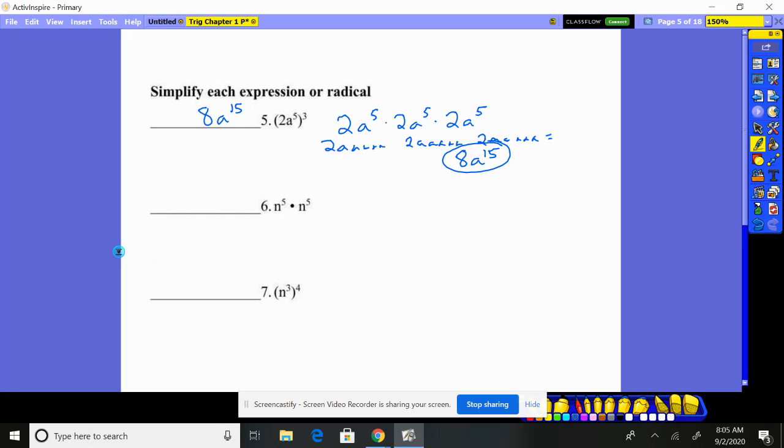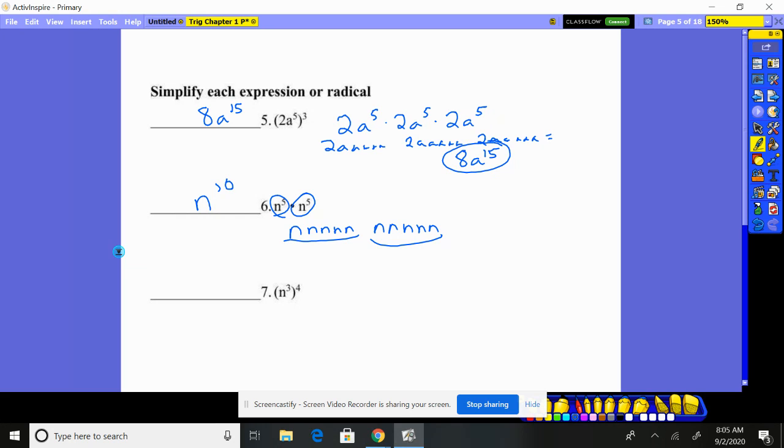for number 5. Number 6, n to the fifth, to the fifth. Well, again, in my brain, here's what I'm seeing. I don't have to write it out, but that's what I'm visualizing when I see to the fifth. I think of that. To the fifth, I think of that. And then I can easily see, oh, there's 10 of them. I'll get n to the 25th there all the time.